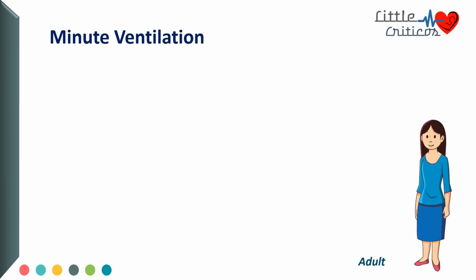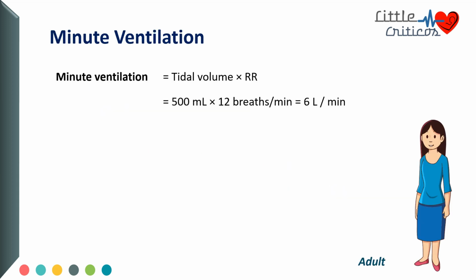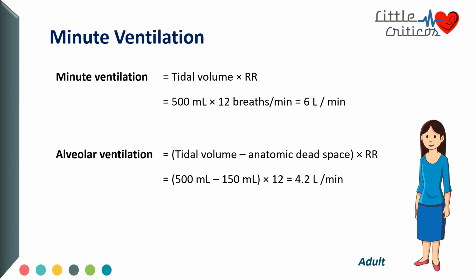Minute ventilation is a composite parameter which is given by the product of tidal volume and respiratory rate. In an adult with a tidal volume of 500 ml with a respiratory rate of 12 breaths per minute, the normal minute ventilation is 6 liters per minute. Alveolar ventilation is derived by subtracting anatomical dead space from tidal volume. In a normal adult with an anatomical dead space of 150 ml, the alveolar ventilation is 4.2 liters per minute.